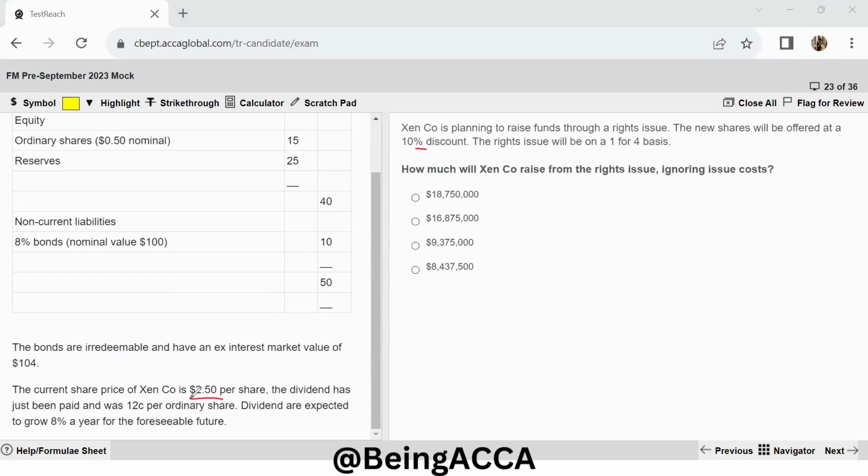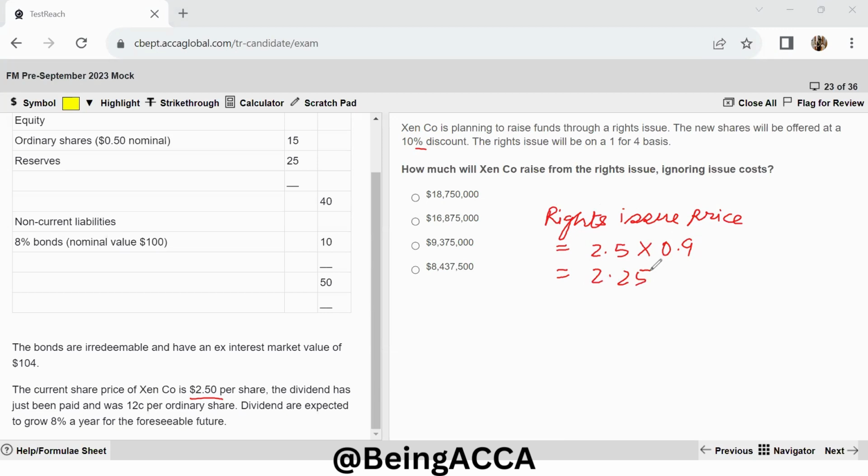So for $2.5, we are giving them at a 10% discount. That means my rights issue price will be 2.5 multiplied by 0.9, because 10% is the discount that I'm giving. So this is 2.25 per share.